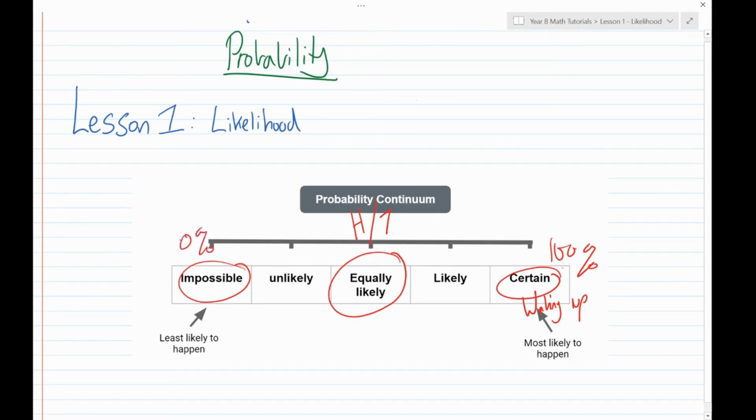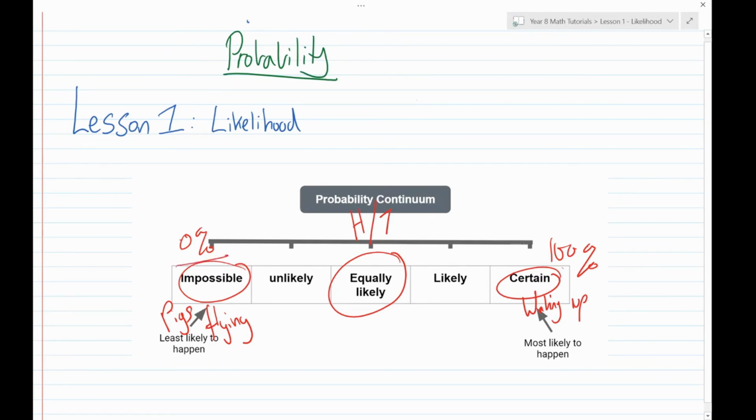Now, an event that has a 0% chance, well, I like this one. Pigs flying. It's never going to happen. Or, I don't know, maybe if we genetically engineer them in the future, but still, so far, that's impossible. There's no chance it's going to happen.